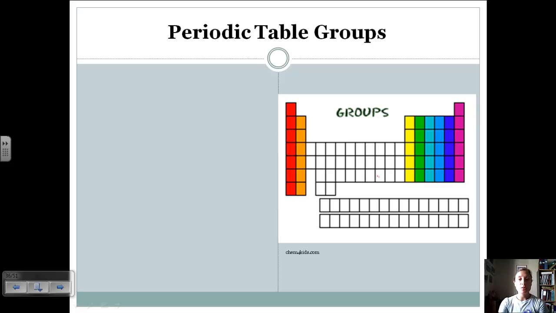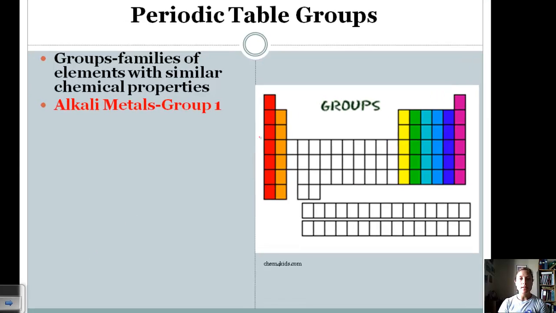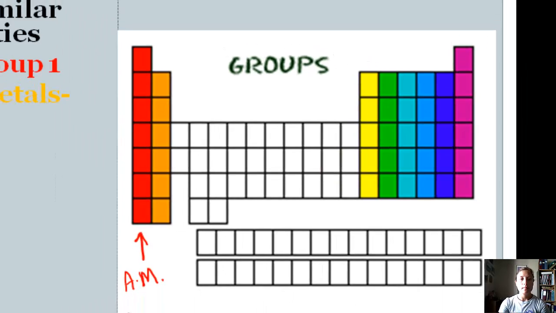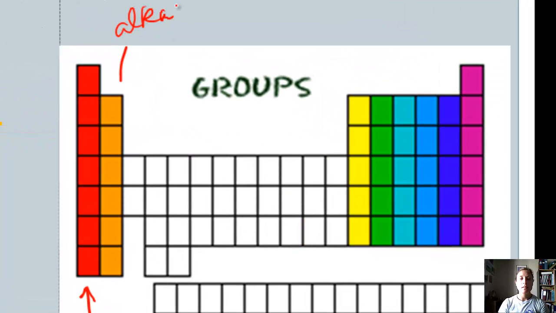Okay, so we talked about these groups and similar chemical properties. Some of these groups have specific names. The first group that we're going to discuss are the alkali metals, and the alkali metals are group 1. Then we've got the alkaline earth metals, and those are considered to be group 2.